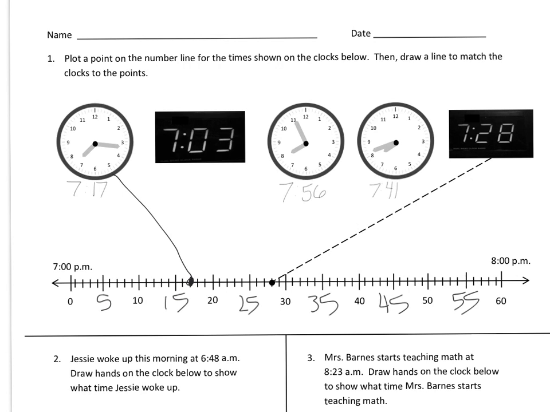The next one says 7:03. So my number line is all 7 o'clock, so really I just have to worry about the minutes. So 3 is in between 0 and 5. 0, 1, 2, 3. So I'm going to plot my point here at the 3 and draw my line. If you want to try these other two on your own, you can, or if not, you can keep going with me right now.